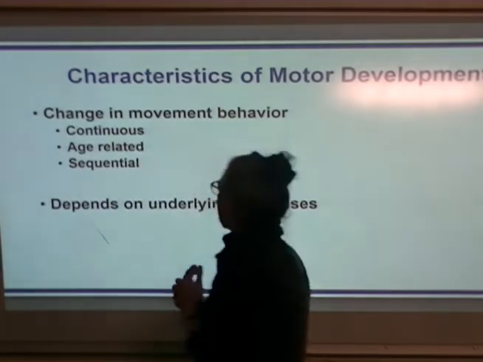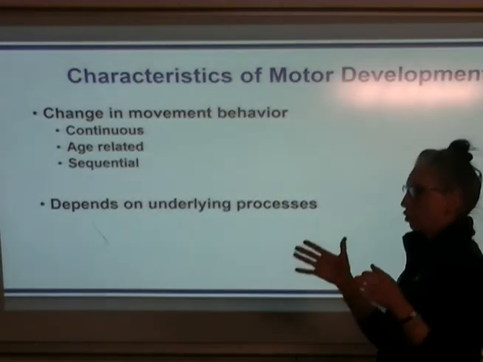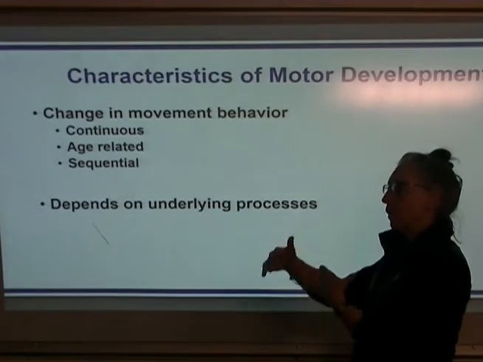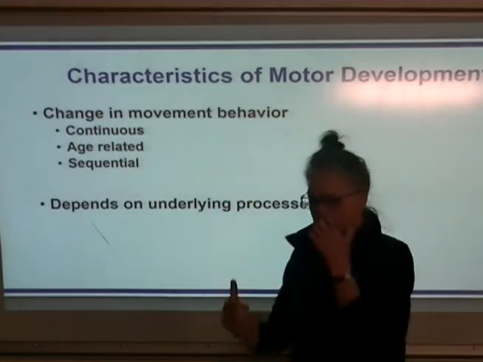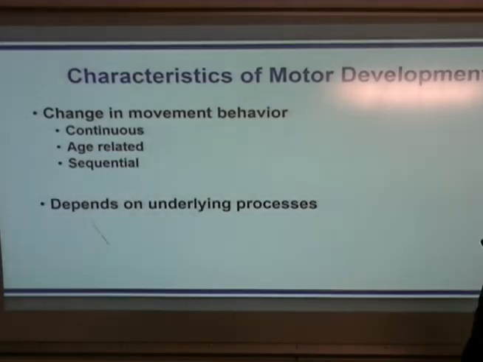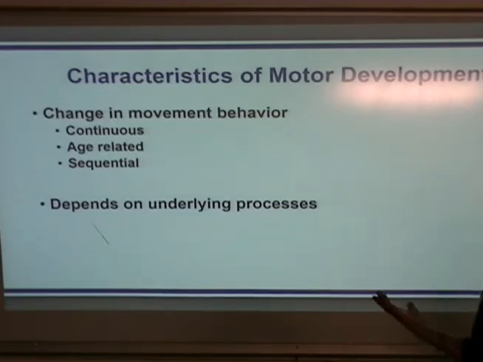We'll also see that, again particularly the early ones, are sequential. We can't skip a level and learn the next skill, right? We have to go through the sequence to learn these skills, okay? So the definition of motor development then is a continuous age-related process of change in movement. We like to look at the underlying processes to understand what's really going on. So it's a functional capacity for this movement that we're looking at. Okay.